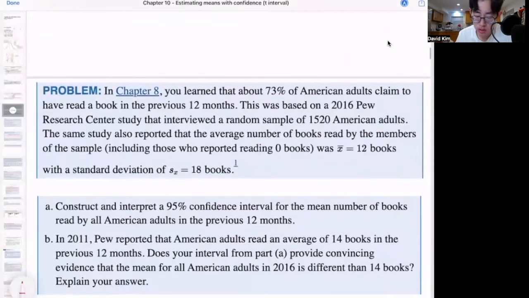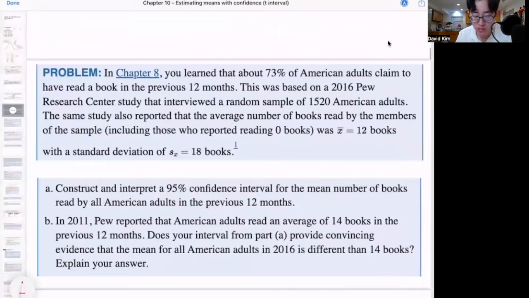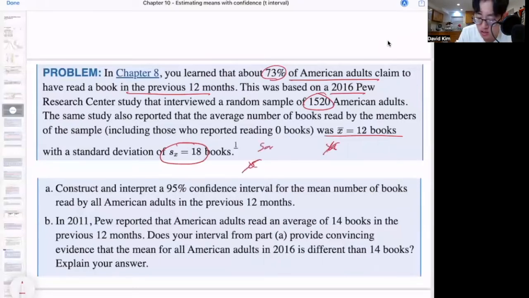All right, so on the next slide, we have a problem. You learned that 73% of Americans claim to have read a book in the previous 12 months. This was based on a 2016 Pew Research Center study that interviewed a random sample of American adults. The same study also reported that the average number of books read by the members of the sample was x-bar = 12, with a sample standard deviation of 18. Now remember, no mu, no sigma is used. We know now that we're dealing with samples.